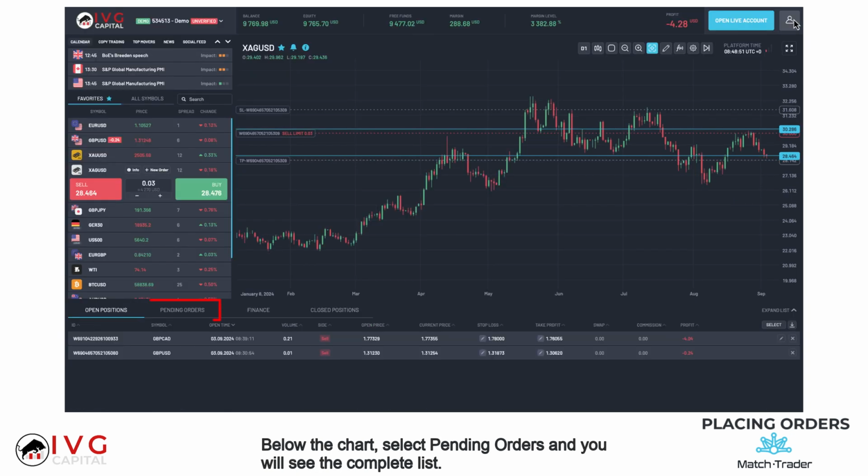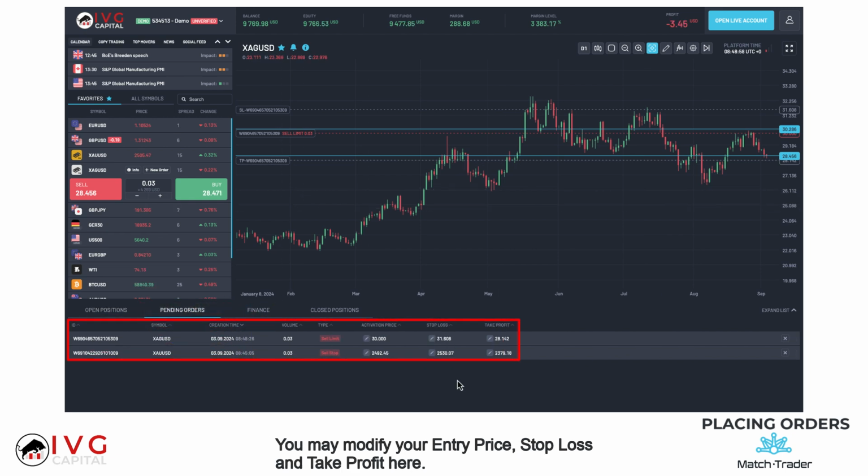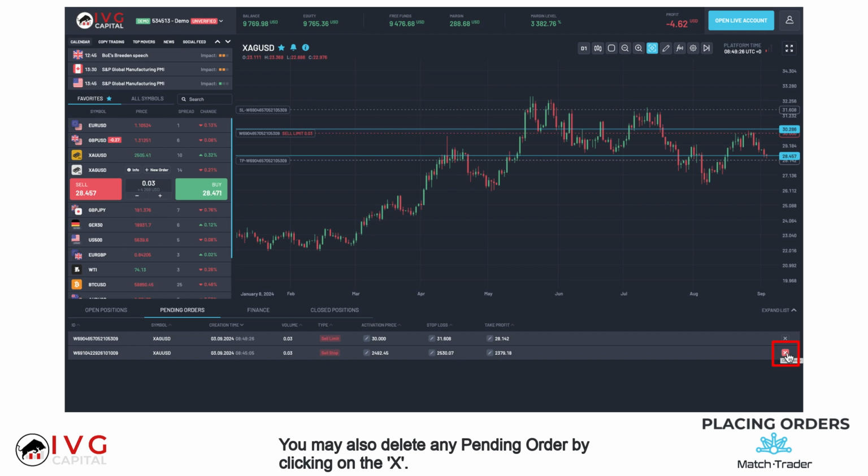Below the chart, select Pending Orders and you will see the complete list. You may modify your entry price, stop loss, and take profit here. You may also delete any pending order by clicking on the X.